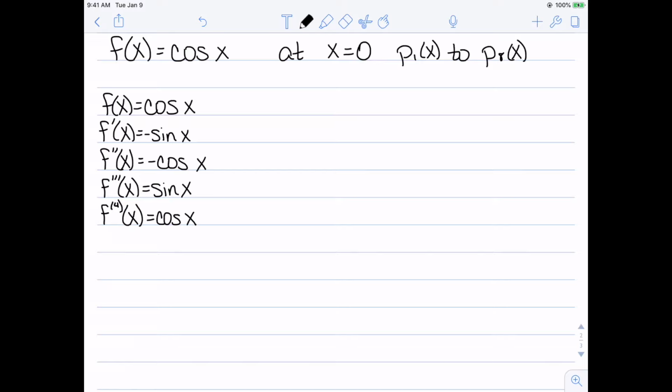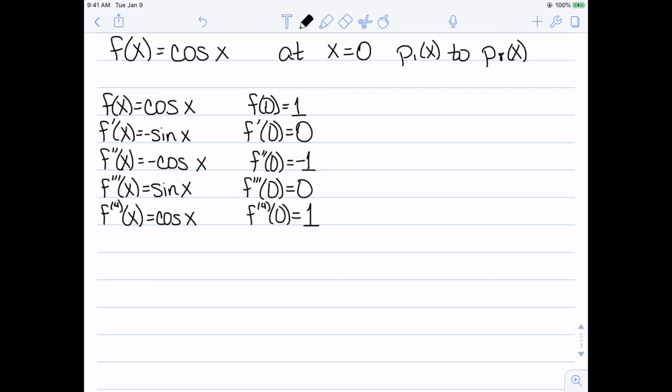We then need to evaluate each of these at my center at x equal to 0. We know that cosine of 0 is 1 and sine of 0 is 0. That tells me that my second derivative is negative 1, third derivative is 0, and my fourth derivative is back to 1. So now let's start looking at our polynomials.